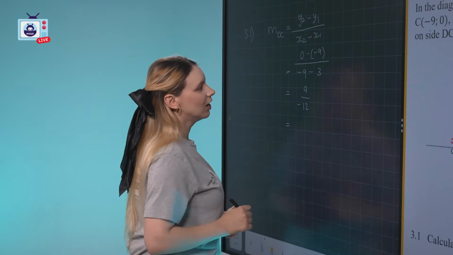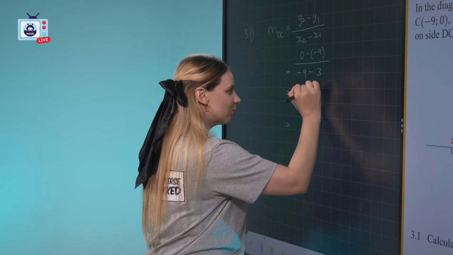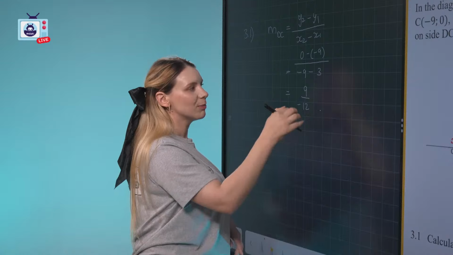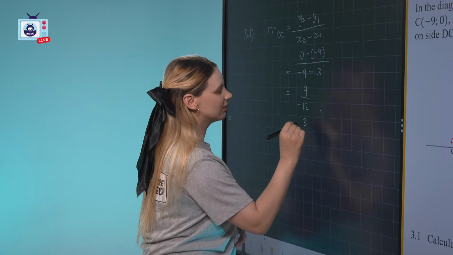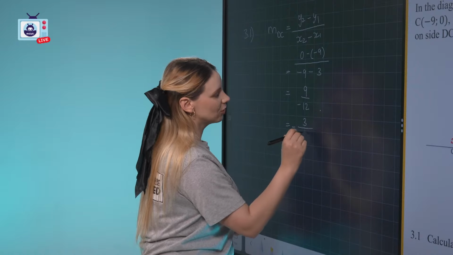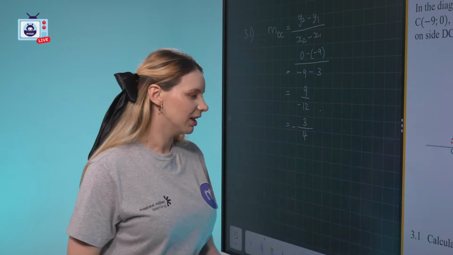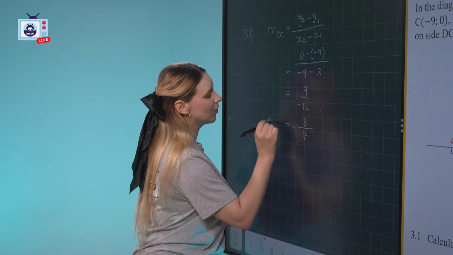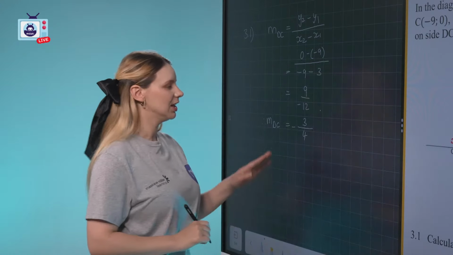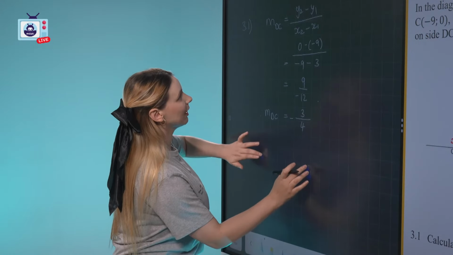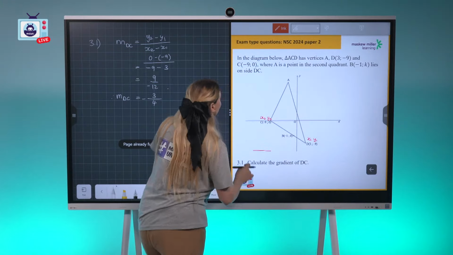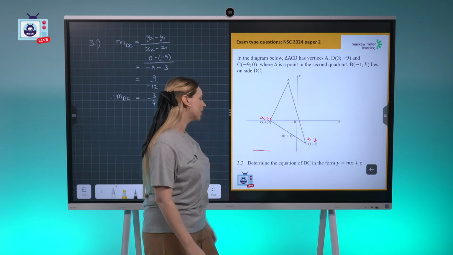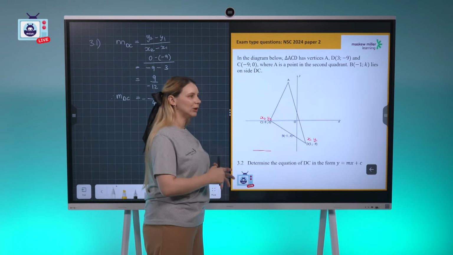And then I'm going to simplify. So 9 over -12, we're going to simplify. 3 can go into 9, it goes into 9 3 times. And 3 can go into 12, it goes into 12 4 times. So my answer there is -3/4. And let's just say therefore, MDC, the gradient of DC, equals -3/4. All right, let's go to the next question. The next question asks us to determine the equation of DC in the form y equals mx plus c.